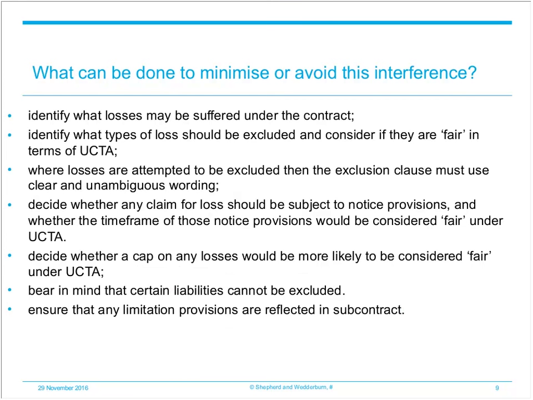So it is important to, first, identify what losses may be suffered under the contract. Second, identify what types of loss should be excluded and consider whether these exclusions are fair and justifiable in terms of UCTA. And thirdly, where losses are attempted to be excluded, the exclusion clause must use clear and unambiguous wording. Next, you should decide whether any claim for loss should be subject to notice provisions and whether the time frame of those notice provisions would be considered fair under UCTA.